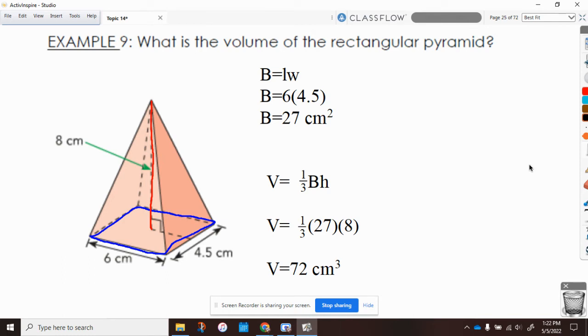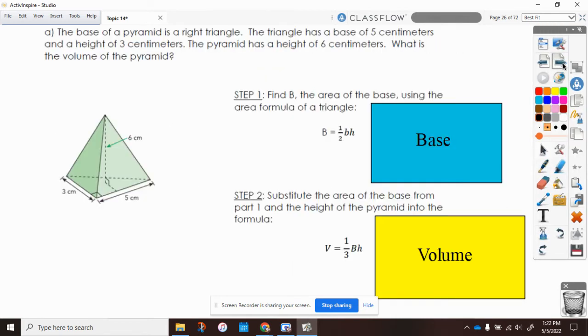Y'all, let me tell you a secret. All of the pyramid problems that we have today are pretty much like this. All right, let's take a look at this next example.